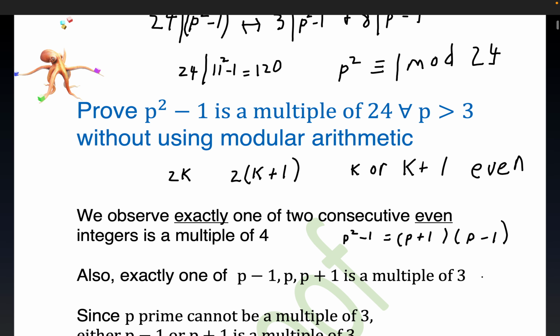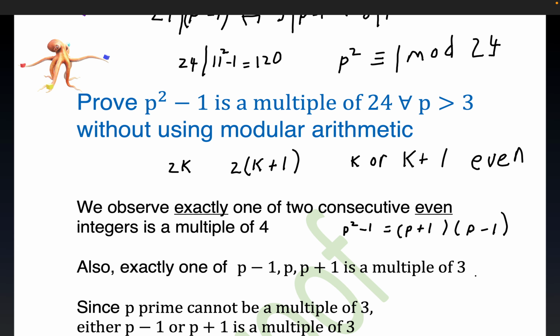So you see, this already implies that 8 divides, I'll just write it in right here, 8 divides p squared minus 1. And again, folks, it follows immediately from this statement that exactly one of 2 consecutive even integers is a multiple of 4. We could say at least, that would be strong enough, but it is exactly.